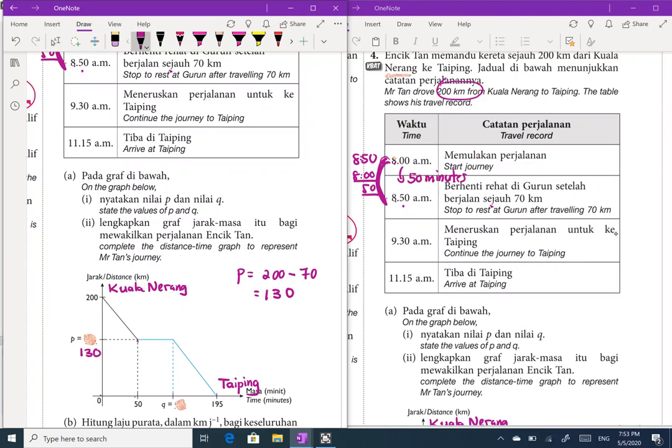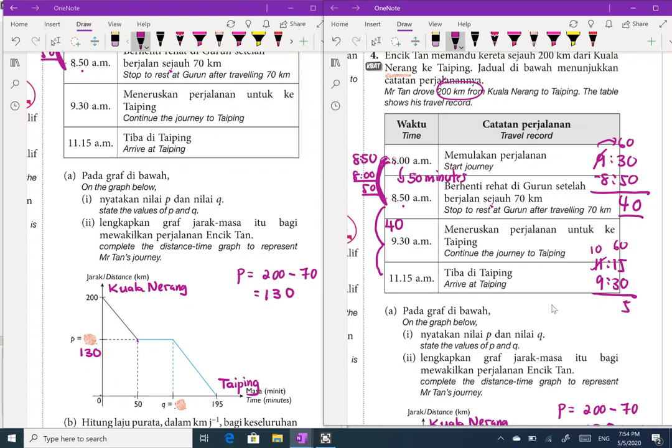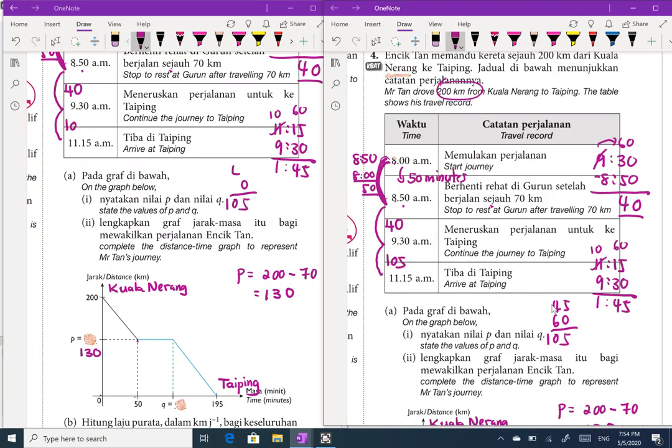After that, from 8:50 to 9:30, how many minutes? 9:30 minus 8:50. Not enough, so I borrow 60. 0 minus 8, 6 plus 3, 9 minus 5 is 40. So from here to here is 40. And then 11:15 minus 9:30 is 1 hour 45. If changed to minutes, 1 hour is 60, so it is 105 minutes.